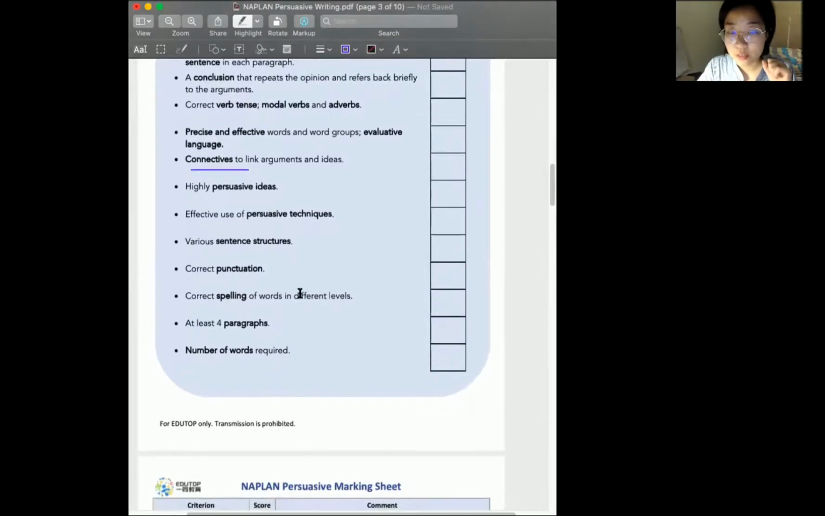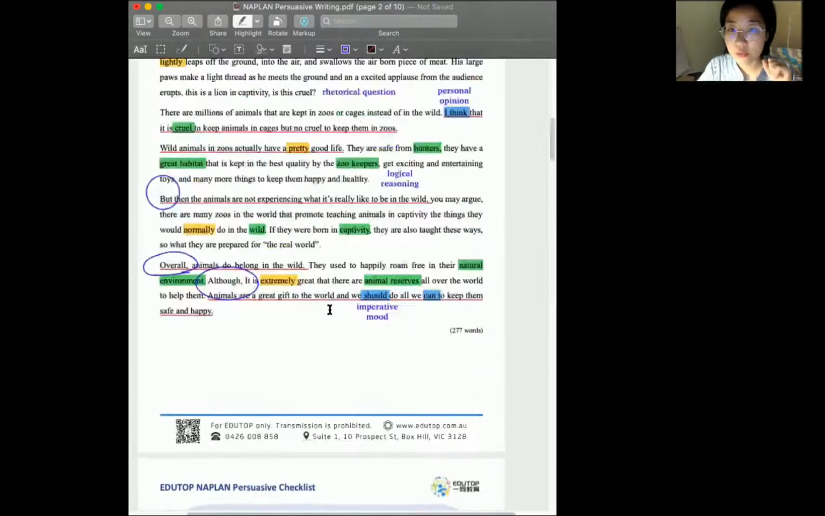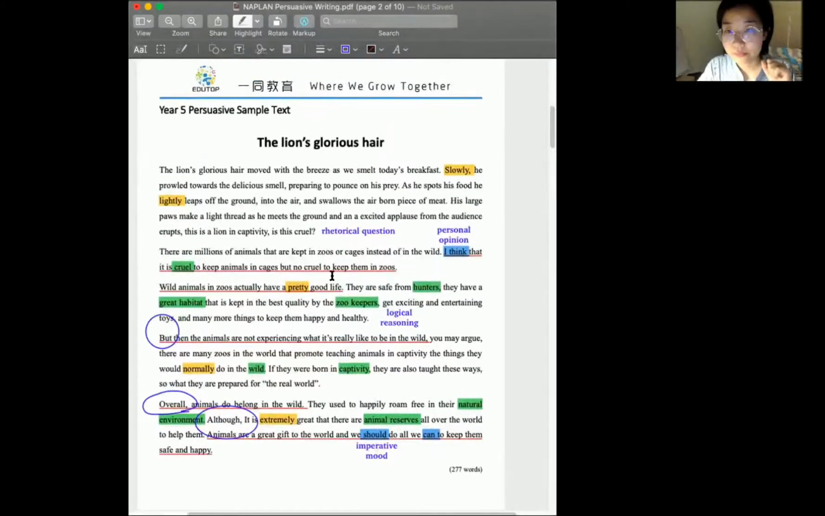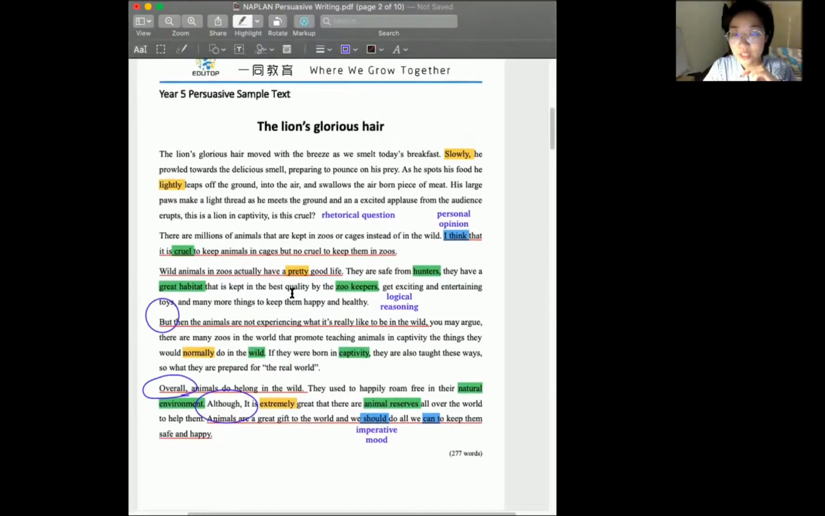Next one is correct spelling of words in different levels. Is there any misspelling of words? This person used all simple words, most common words, correctly. And what I want to ask, can you find any difficult or challenging words in this writing?